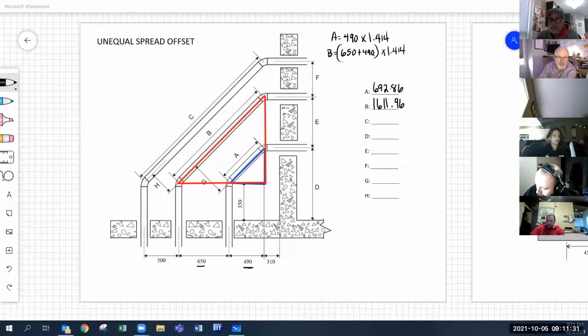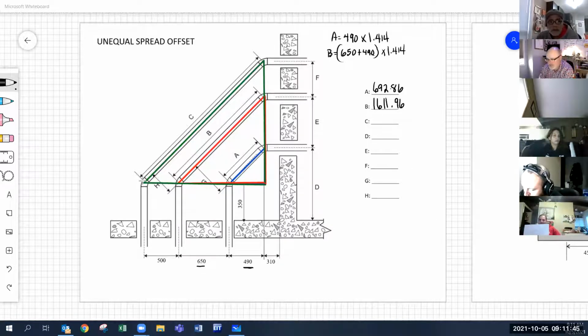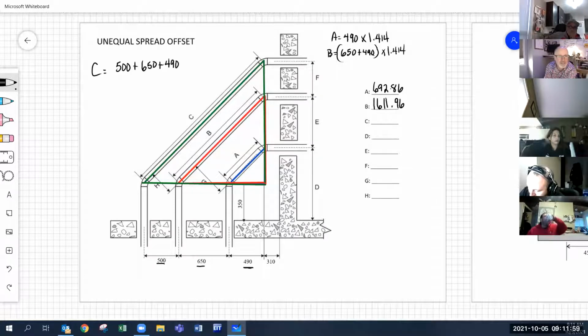The next one I'm going to solve for is C. I'm going to draw another right angle triangle. Here it is. For C. And now I have a run right here. So C is equal to 500 plus 650 plus 490 bracket times 1.414.